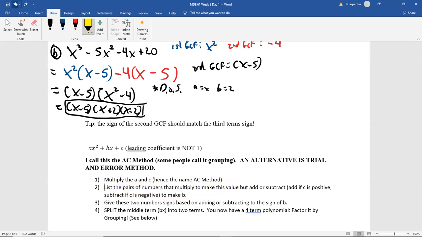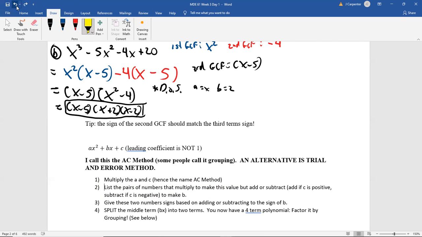Again, step 2 feels almost identical to the shortcut method. And in fact, it is identical, because with the shortcut method, the leading coefficient's a 1. If you take 1 times the constant, you just get the constant. How about that? And then you still give these 2 numbers signs based on adding or subtracting the sign of B. Exactly the same as the shortcut method. So step 2, step 3, identical to the shortcut method.